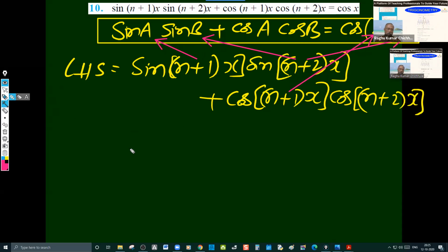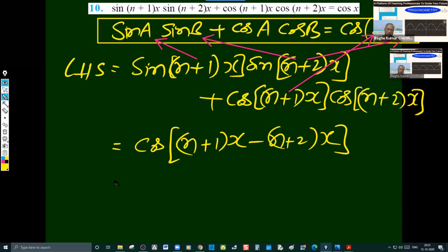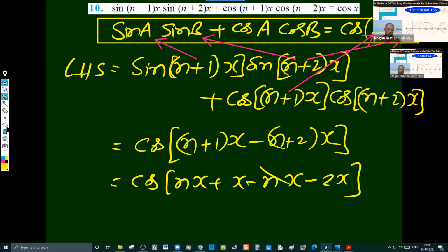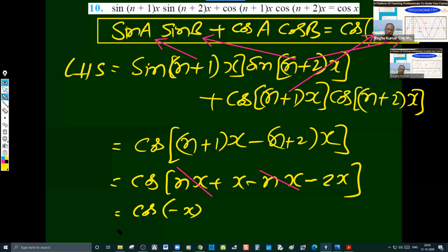Okay. Now, this is nothing but, so come on, tell me, Maurya, cos of n plus 1 into x minus n plus 2 into x. Let us expand this. Cos of nx plus x minus nx minus 2x. What is that you're getting? This nx getting cancelled. And you will have cos of minus x. That's cos of minus x, which is equal to cos x. That is nothing but RHS. Okay, simple question only.